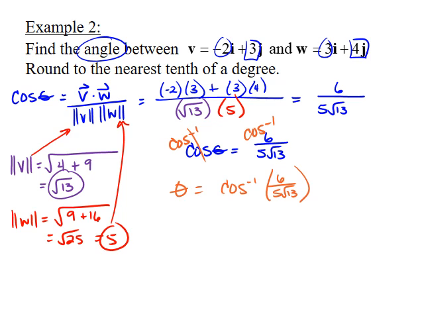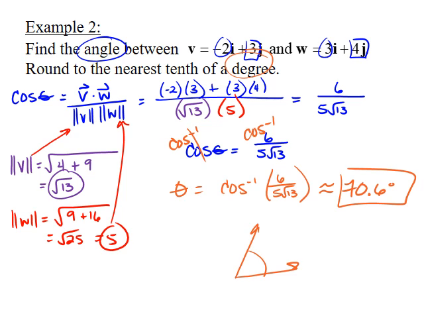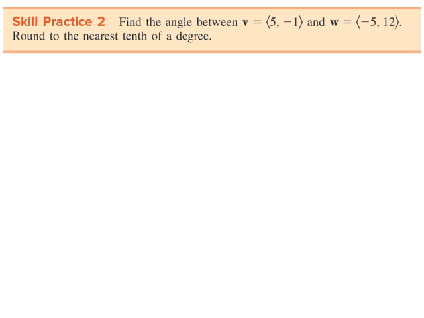Now, since the directions say round to the nearest tenth of a degree, we need to make sure we're in degree mode. When you plug this into your calculator, you should get approximately 70.6 degrees. This is the angle that is in between the two vectors. Go ahead and pause this and see if you can do this one on your own.